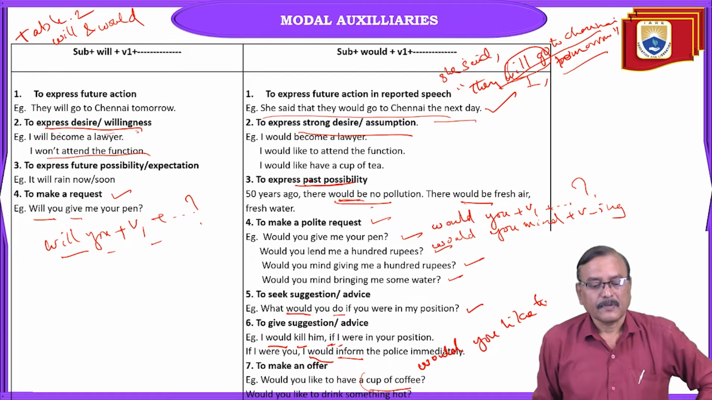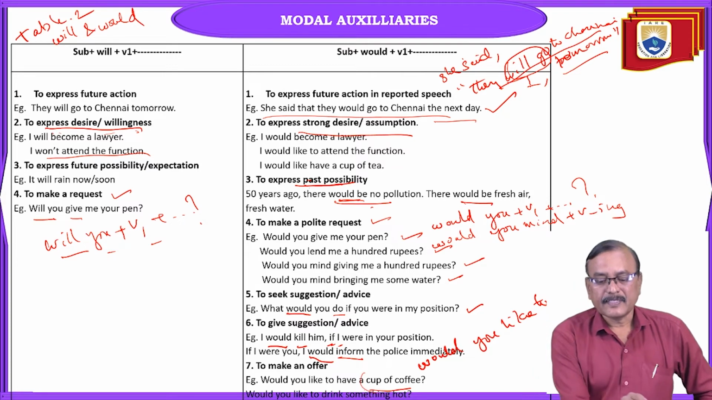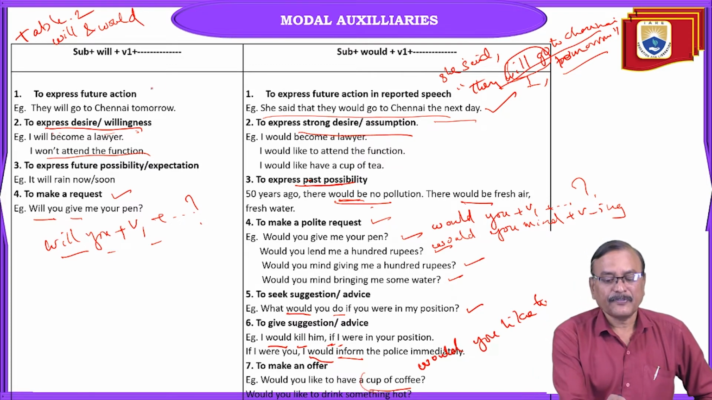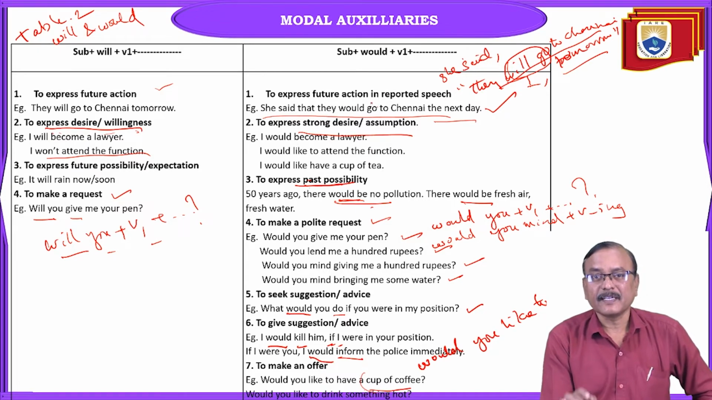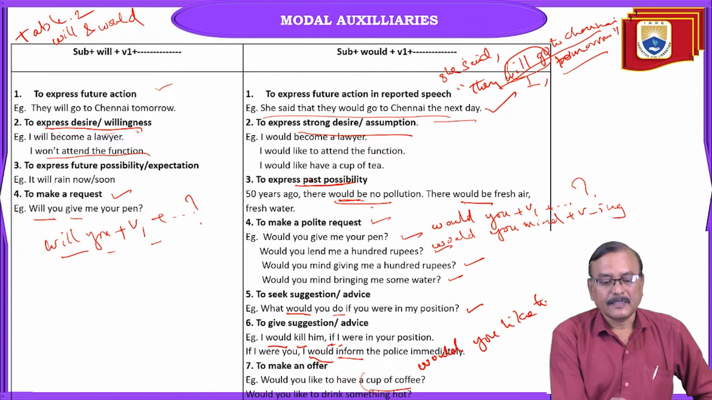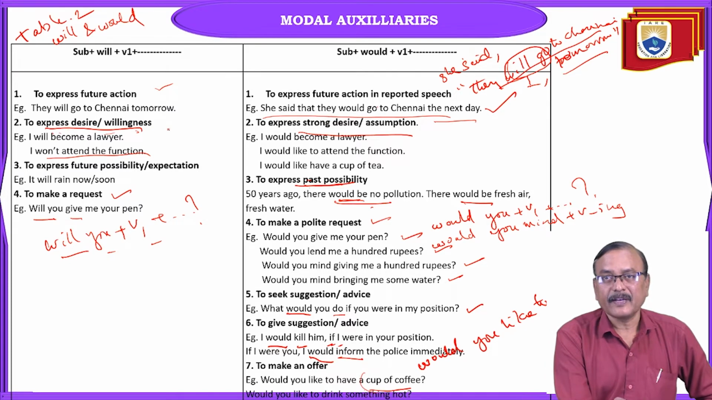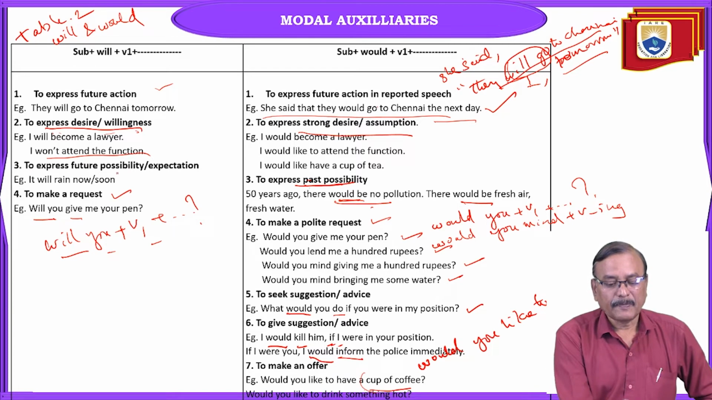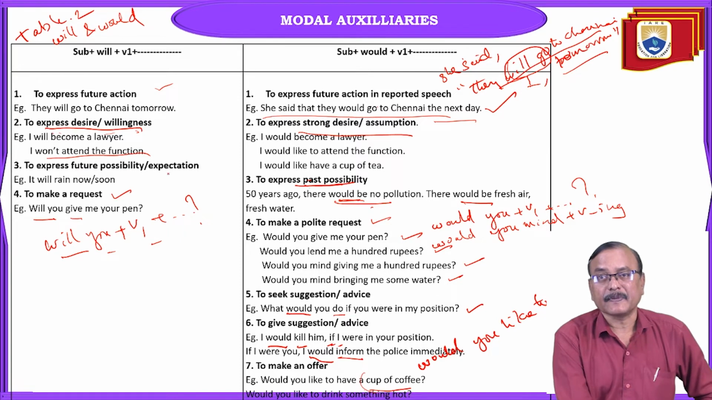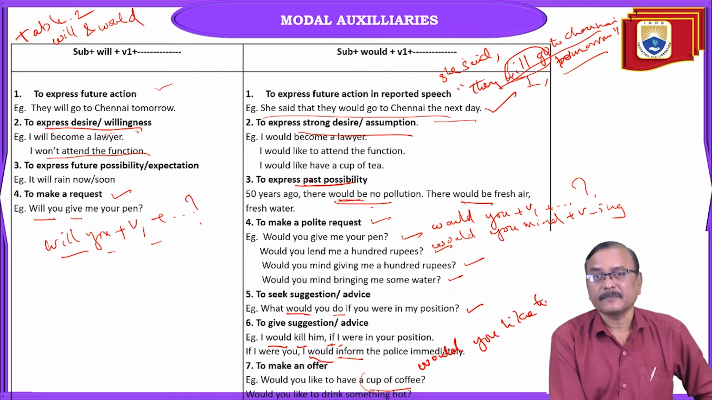See here once again, these comparisons. This is for future action. This is also to express the future action in reported speech, generally speaking of actions in the past. Then this is to express desire or willingness. Here, would plus V1 also expresses desire or assumption, but strong desire or strong assumption. Next, the third one: will plus V1 is to express future possibility or expectation. Here, would plus V1 is used to express past possibility.